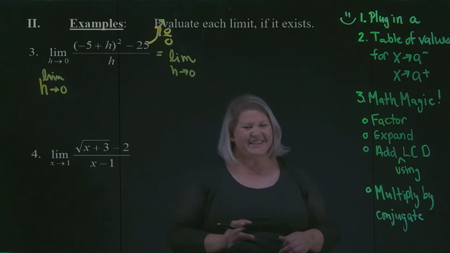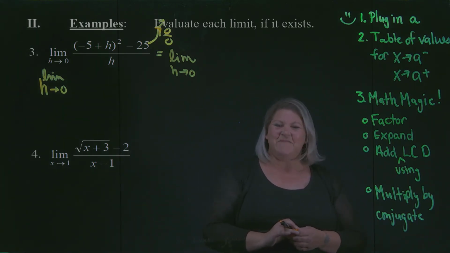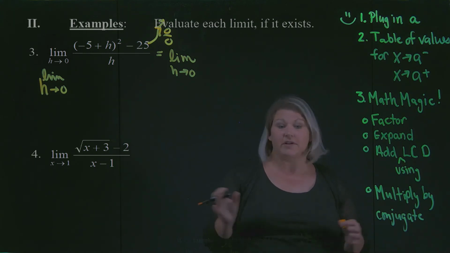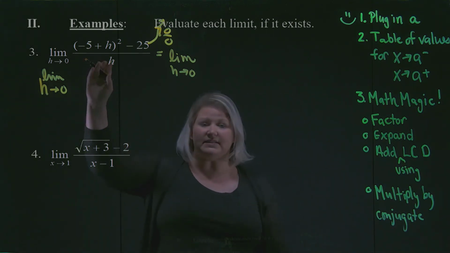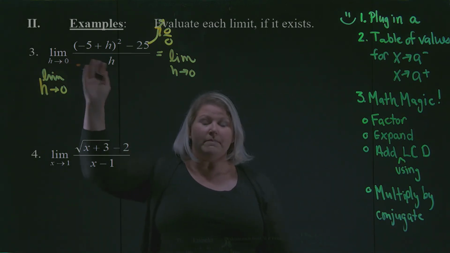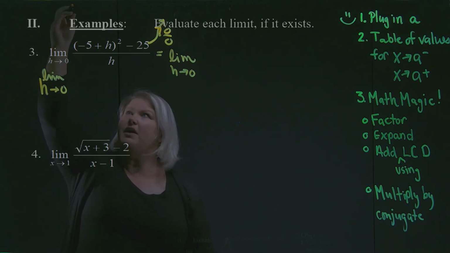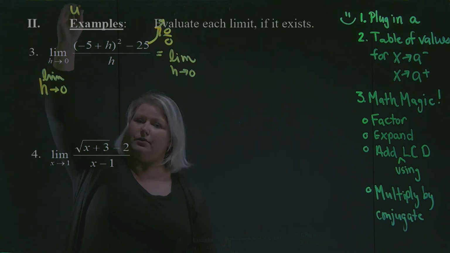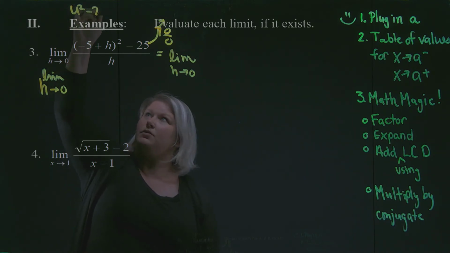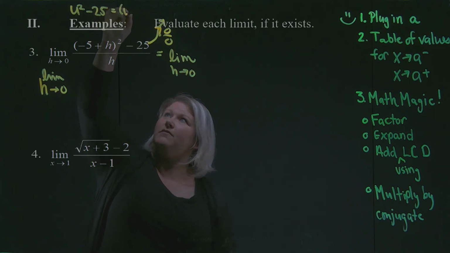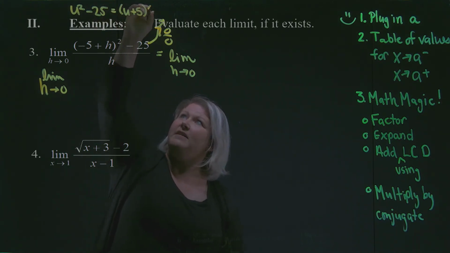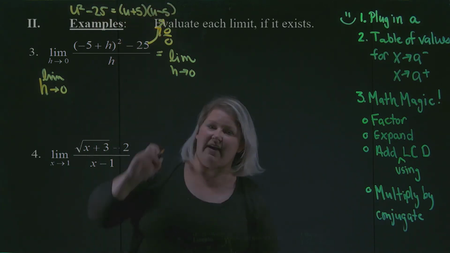Now, this may seem a little strange, but what I'm going to do is factor it first. I'm going to treat this like a difference of squares. Remember a difference of squares. Like what if I had u squared minus 25? That thing would factor into u plus 5 and u minus 5.